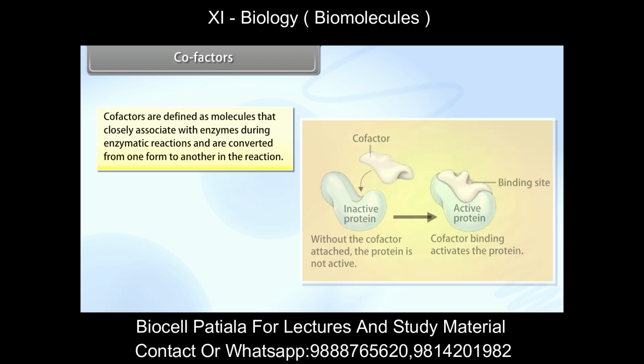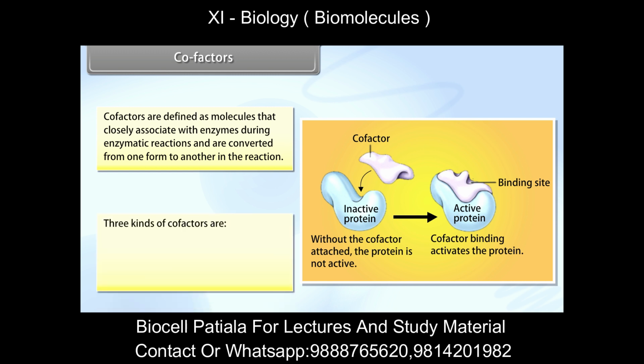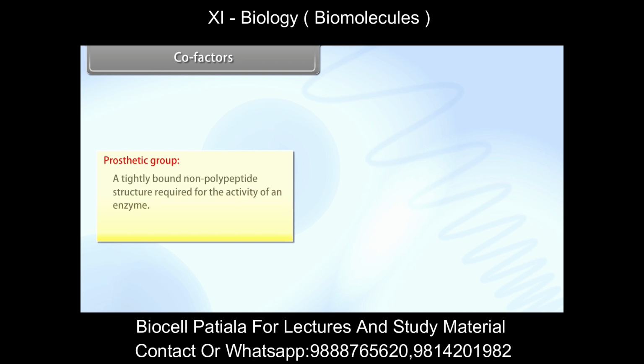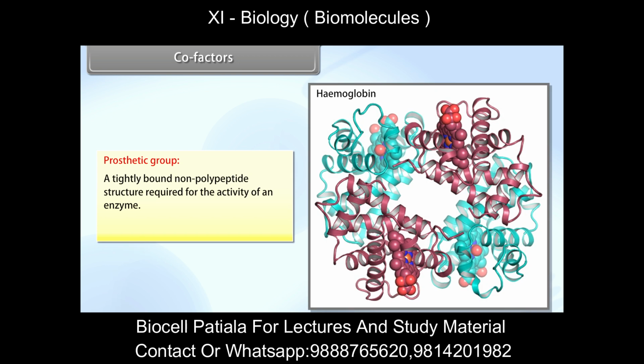Cofactors. Cofactors are defined as molecules that closely associate with enzymes during enzymatic reactions and are converted from one form to another in the reaction. Three kinds of cofactors are prosthetic groups, coenzymes, and metal ions. Prosthetic group: a tightly bound non-polypeptide structure required for the activity of an enzyme. For example, the heme of hemoglobin.